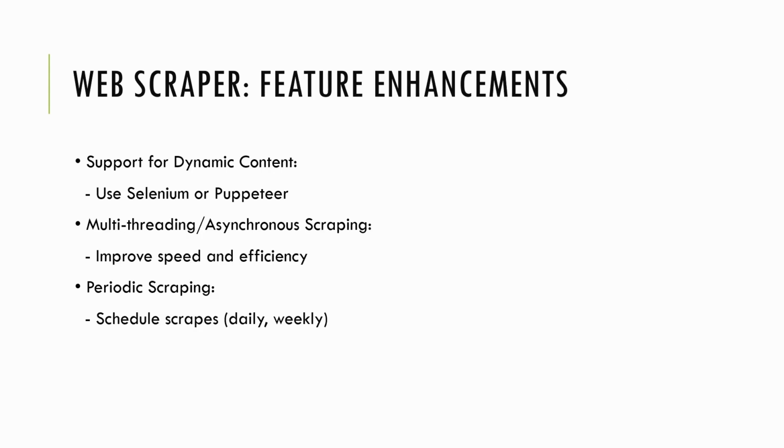In terms of feature enhancements, you can make your web scraper more efficient by supporting dynamic content through tools like Selenium or Puppeteer. Consider integrating multi-threading or asynchronous scraping for faster data extraction. And don't forget about scheduling periodic scrapes so you can gather updated data regularly without manual intervention.